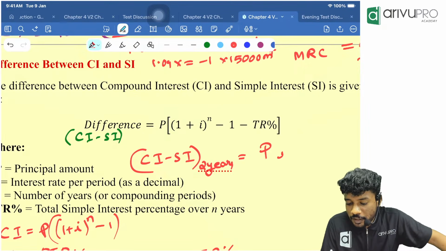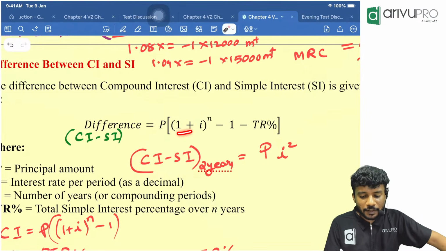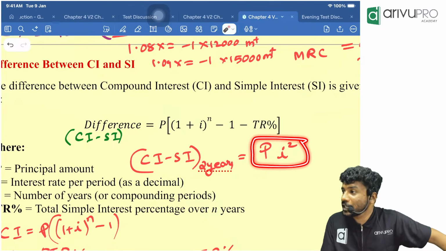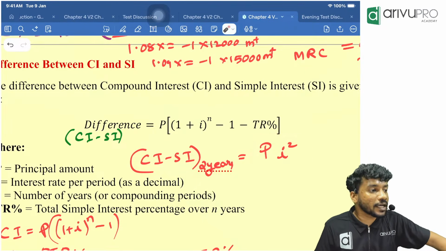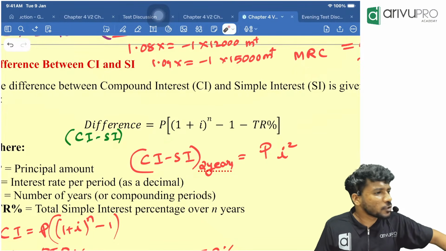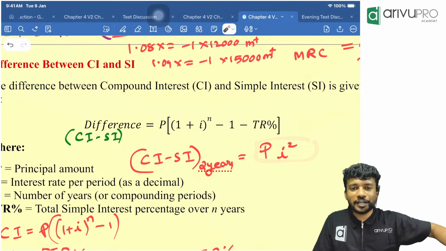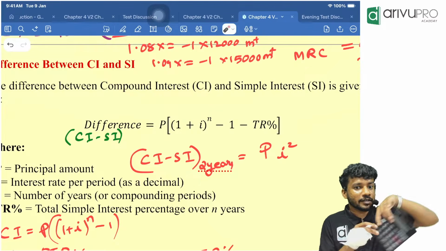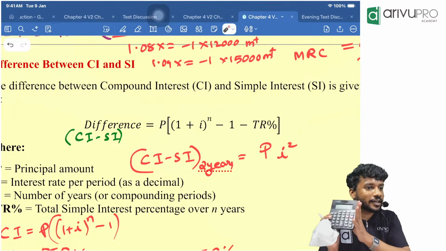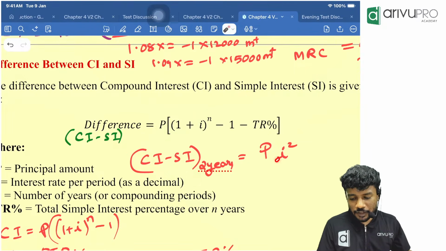That is nothing but P into I square. We are opening the bracket with square, A plus B the whole square, and at the end everything will get cancelled. Finally, who will remain? P into I square. This one you can remember. For 3 years also there is a shortcut formula, but I don't want you to learn too many formulas. It's better to learn the small formula. The bigger ones we will do with the help of our calculator. So at the end it will become P into I square.